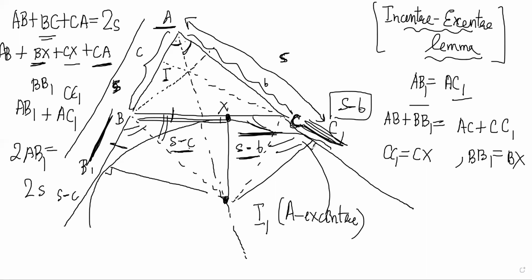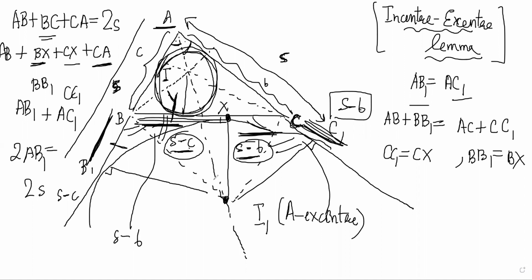The whole side has been divided into these parts. One part is S minus C, one part is S minus B. S minus C is towards the B side and S minus B is towards the C side, right? On the other hand, if you had drawn the incircle, you can prove that the point of tangency Y is such that this part is S minus B and this part is S minus C. You understand what I'm saying?